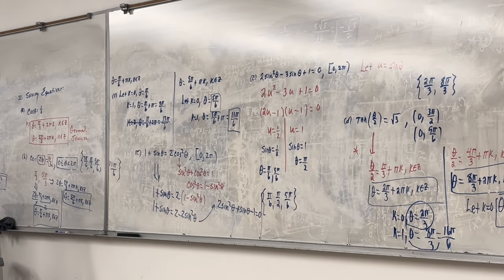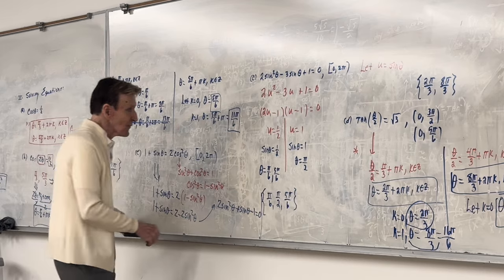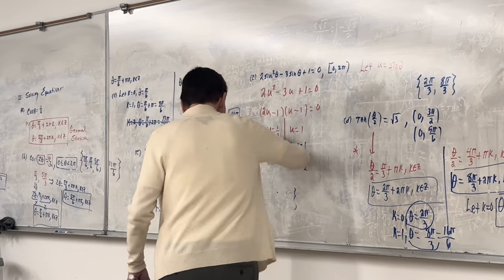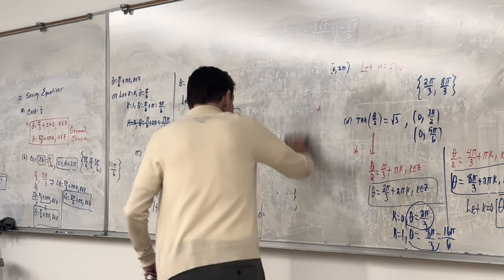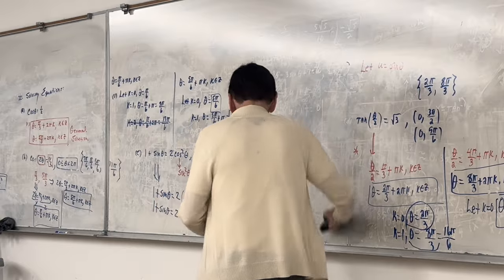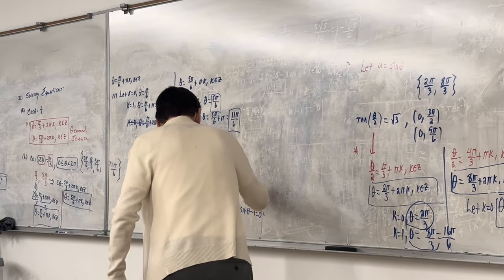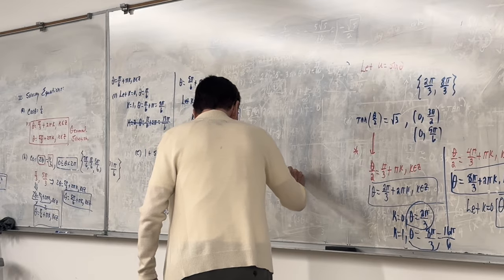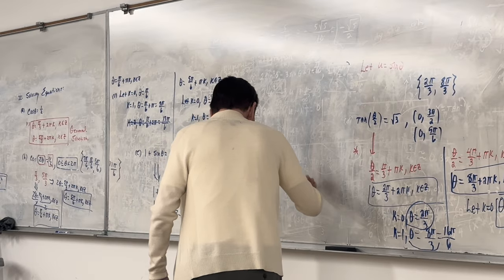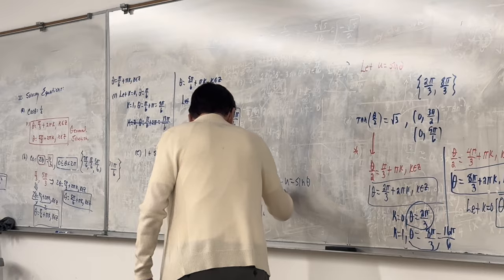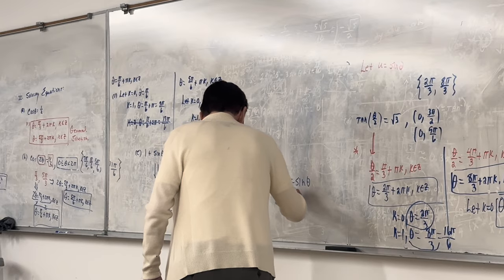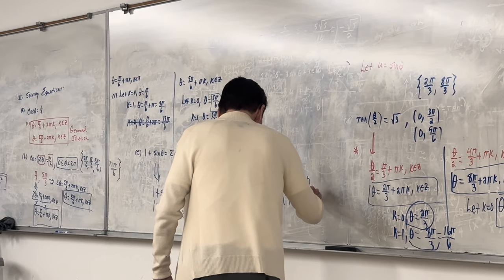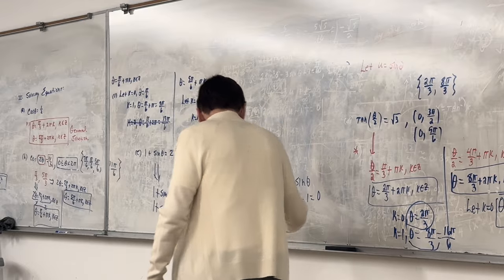Now, can I let u be something? Yes. I'll let u be sine theta, and finally finish this equation up. If I let u be sine theta, this becomes 2u squared plus u minus 1. That looks so much like one I just did earlier.